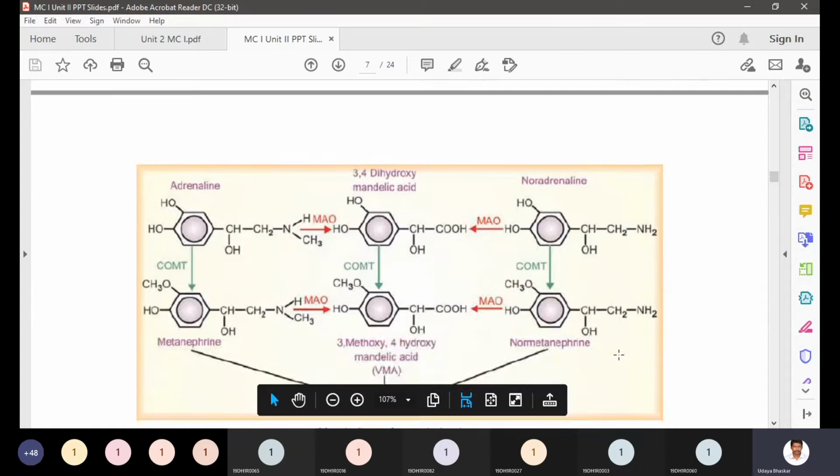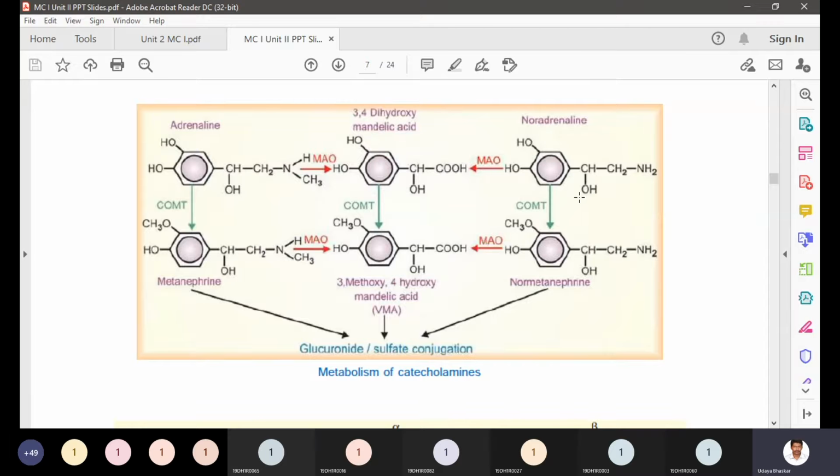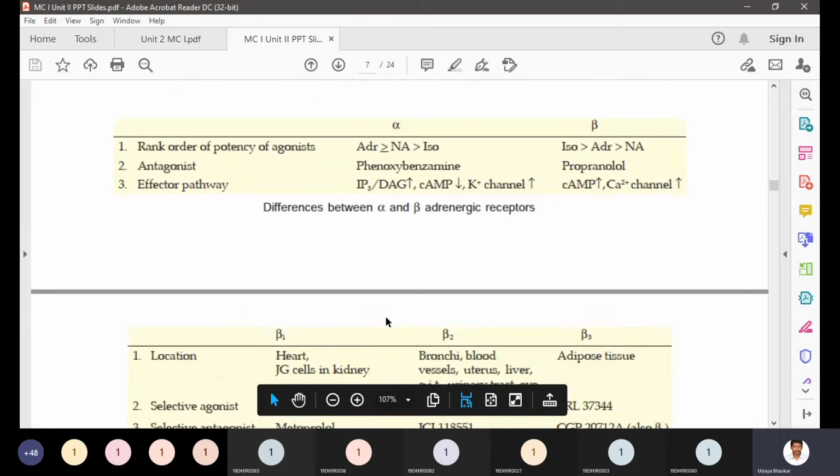Then we saw the metabolism of catecholamines, here adrenaline and noradrenaline. The chief enzyme acting is for deamination. Deamination means removal of the amino group, by monoamine oxidase. The amino group is being oxidized by the enzyme called monoamine oxidase. Finally the end product is VMA, 3-methoxy-4-hydroxy-mandelic acid. VMA further undergoes glucuronide or sulfate conjugation and is excreted subsequently.